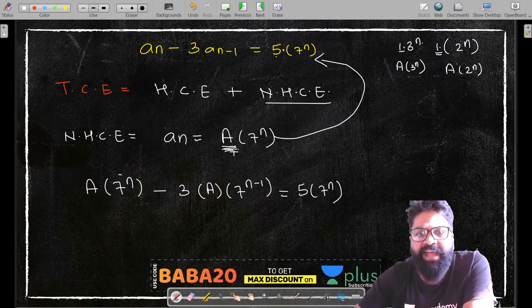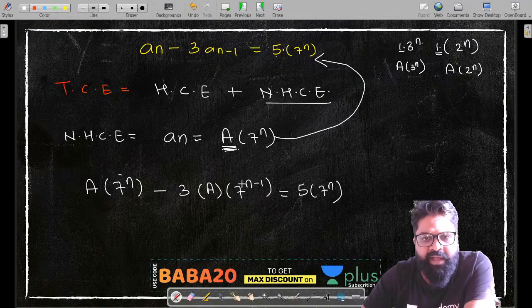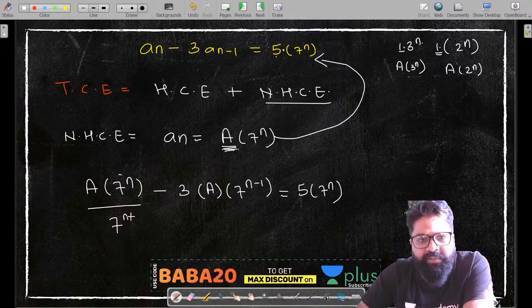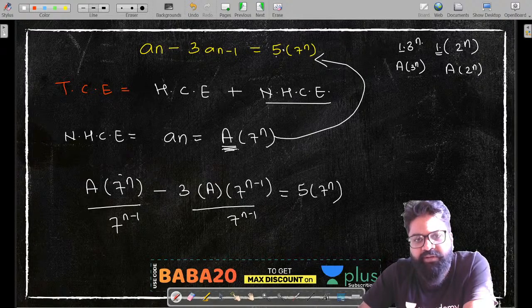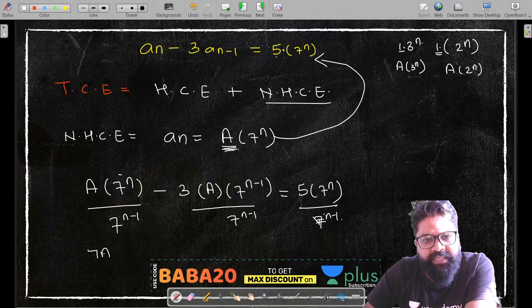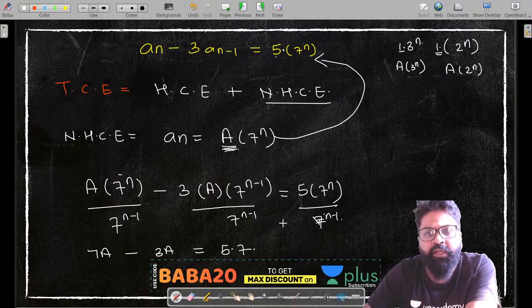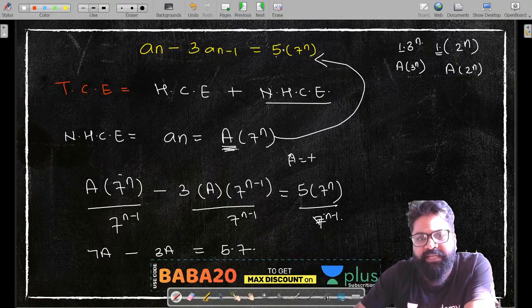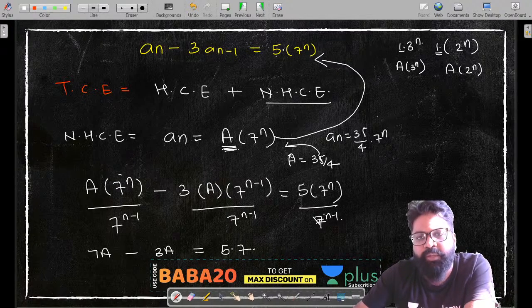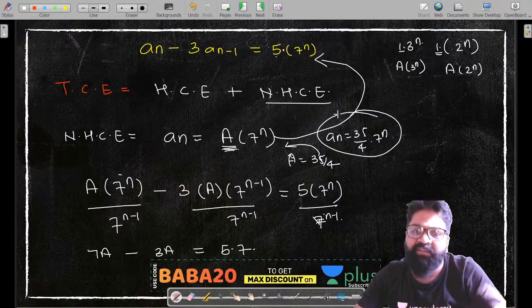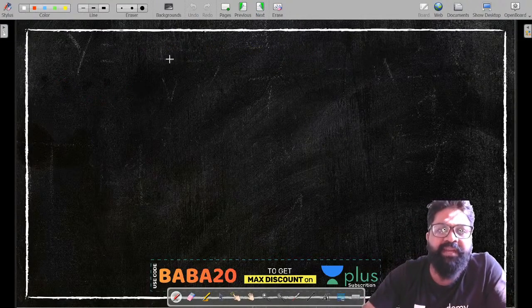So how do we calculate the value of a? Try to substitute into the original equation. Here you try to divide by 7 raised to n minus 1, this is also 7 raised to n minus 1, this is also 7 raised to n minus 1. So what you will be getting is 7a minus 3a, and then here you will be getting 5 into 7. So the value of a you will be getting is basically 35 by 4. Now try to substitute over here. So a of n you will be getting is 35 by 4 into 7 raised to n. So we got the non-homogeneous characteristic equation. So what is a homogeneous characteristic equation?